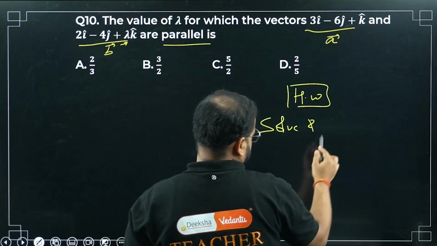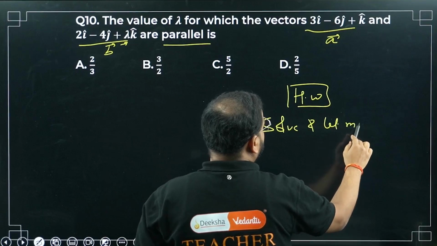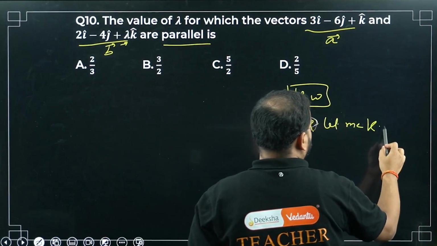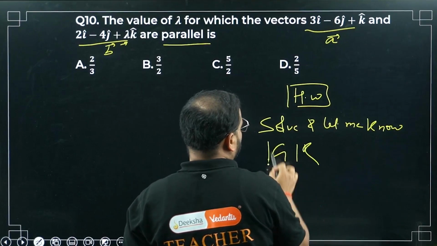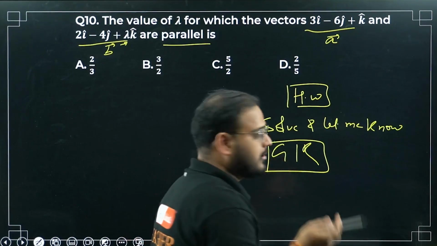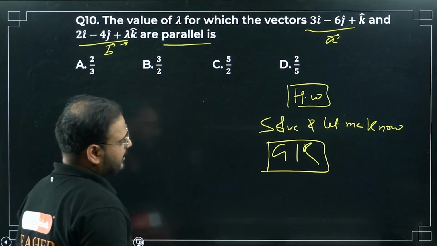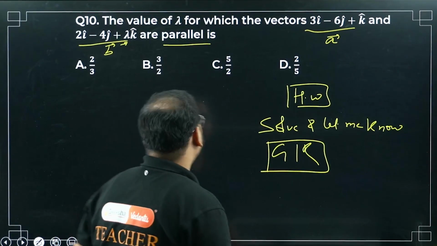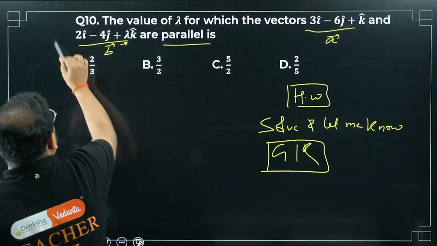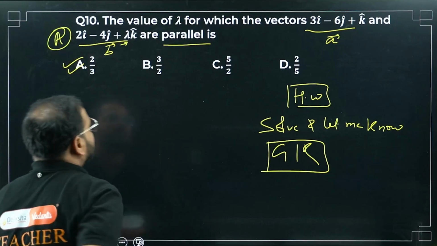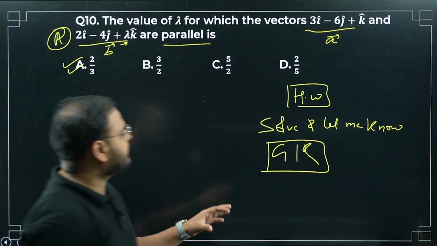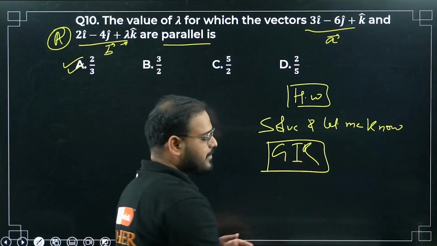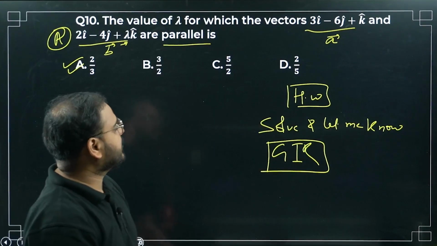Solve and let me know that you got it right. I'll give you the solution, like which is the correct option, and you have to solve and let me know whether it is the correct option or not. So option number A has to be right. 2 by 3, I think so. Please have a look. If you're getting a different answer, let me know. If you're getting the same answer, say got it right, sir.